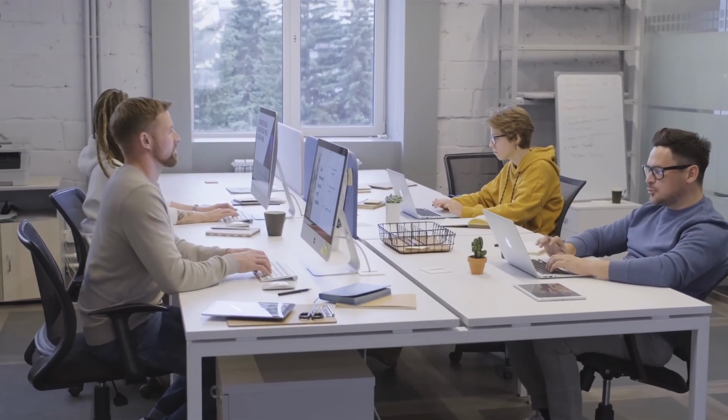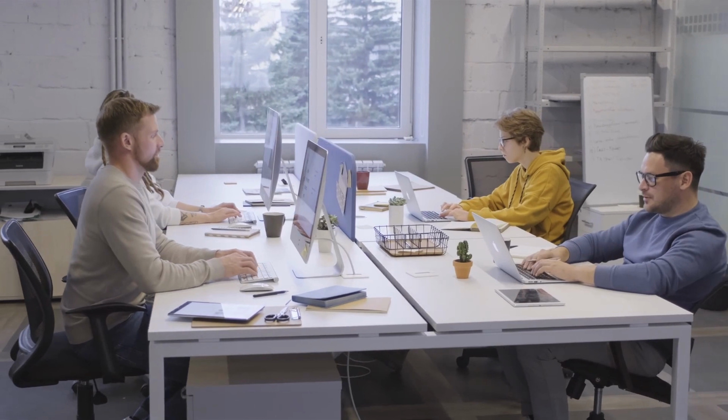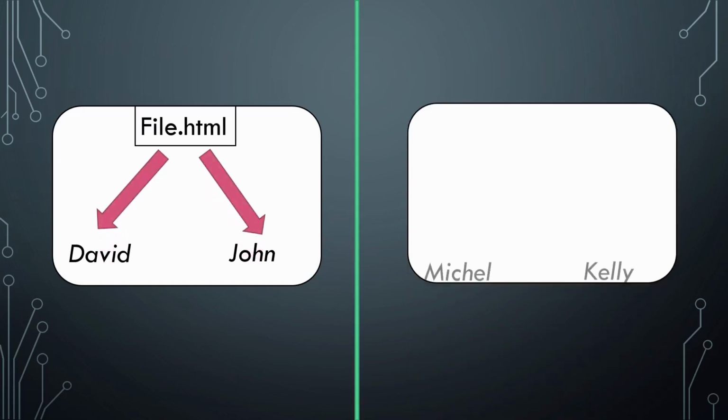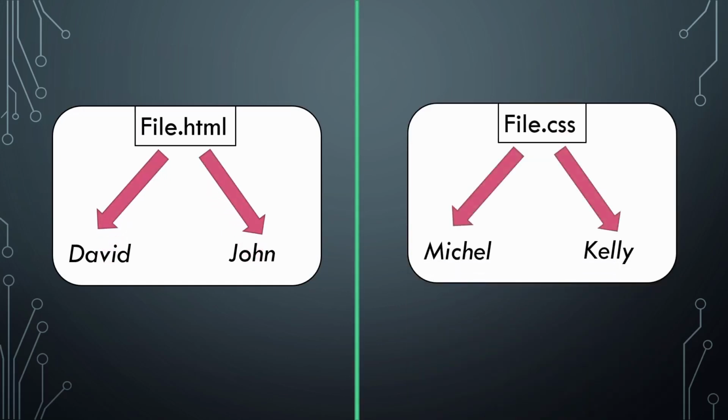But usually, when you are working as a team of developers, you will divide the work. Like for example, David and John will work on HTML, and Michelle and Kelly will work on CSS. What they will do is have separate files, one for HTML and one for CSS. Then link the CSS file to the HTML file.